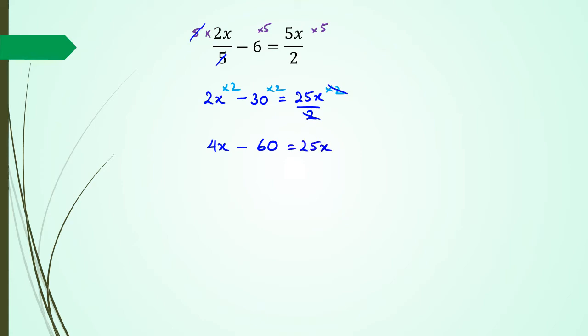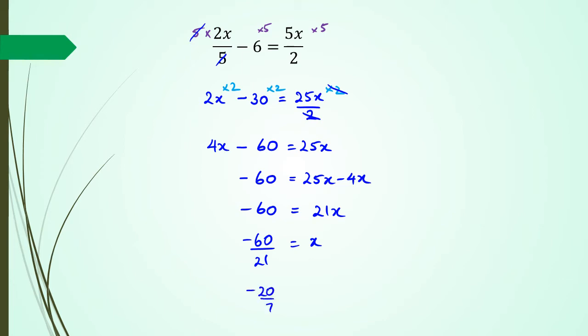Rearranging this, I get negative 60 equals 25x minus 4x, which is negative 60 equals 21x. Therefore, x is equal to negative 60 over 21. Now, we can actually simplify this further, and I get negative 20 over 7 as my answer. And I'm just going to leave it like that, folks.